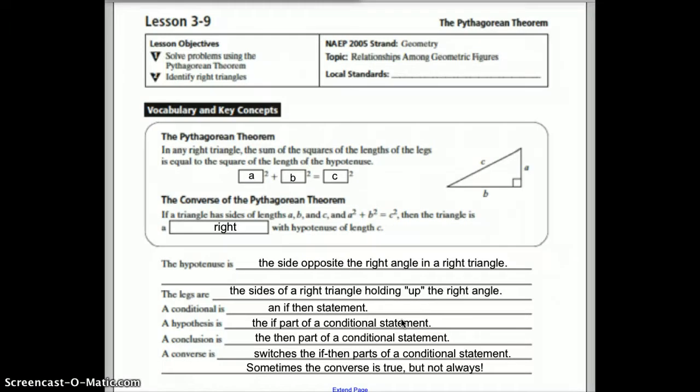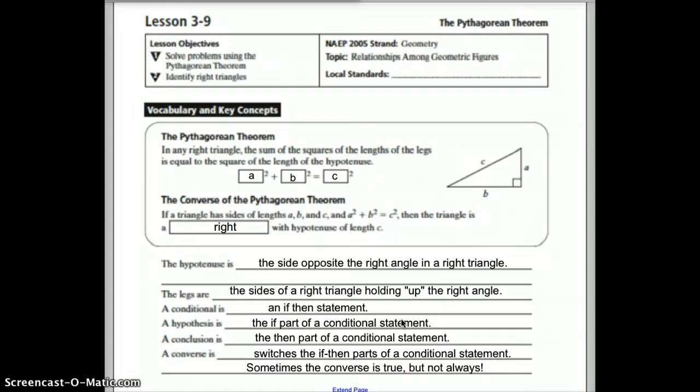A couple of things. You have to remember c is always the hypotenuse, as well as this only works in right triangles. So if a squared plus b squared equals c squared, you know you've got a right triangle. And if you're told you have a right triangle, then you can use the Pythagorean theorem to help find a missing side, whether it be a leg or the hypotenuse.